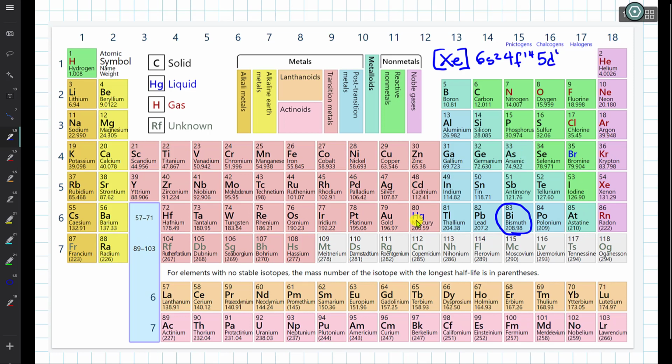10, because it's filled. And now we're to 6p, because we're back on the energy level, right? Here. Right, so these are the 6p, and then I'm in the third column, right? 1, 2, 3, so it's 6p3 like this. So that's your electron configuration for bismuth.